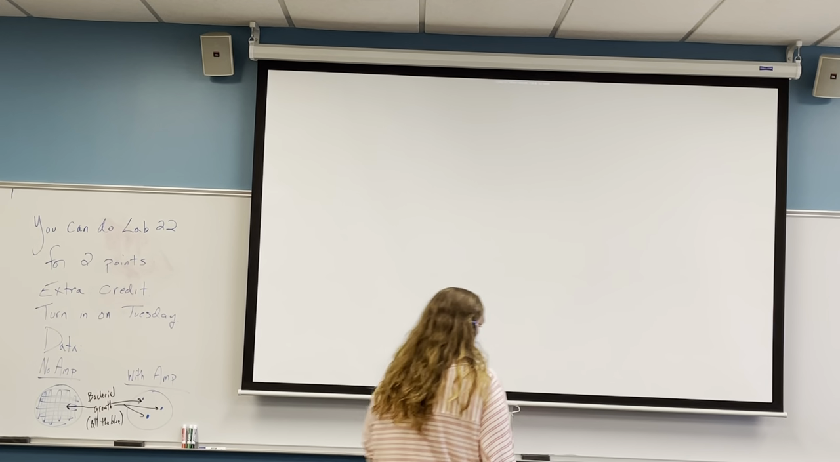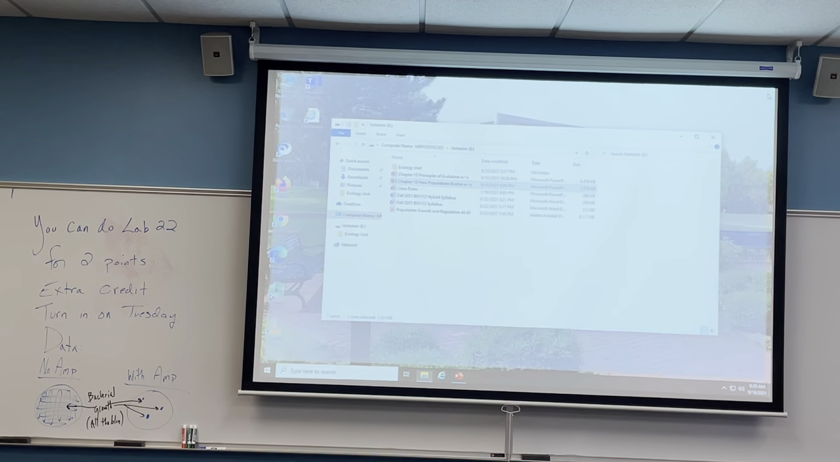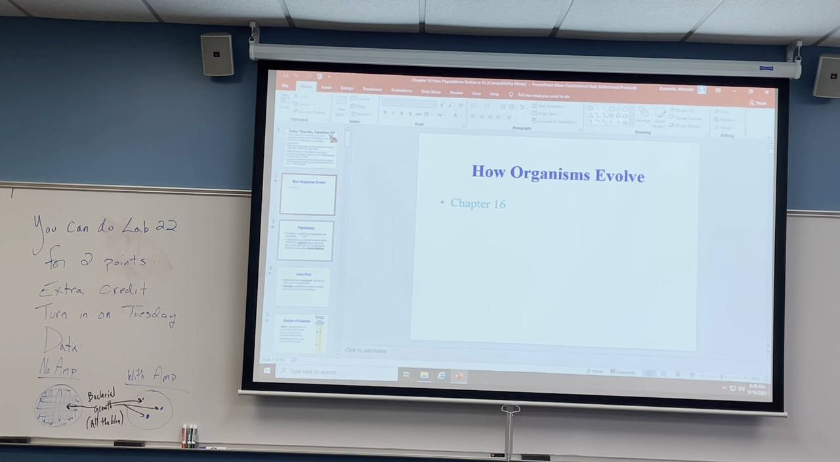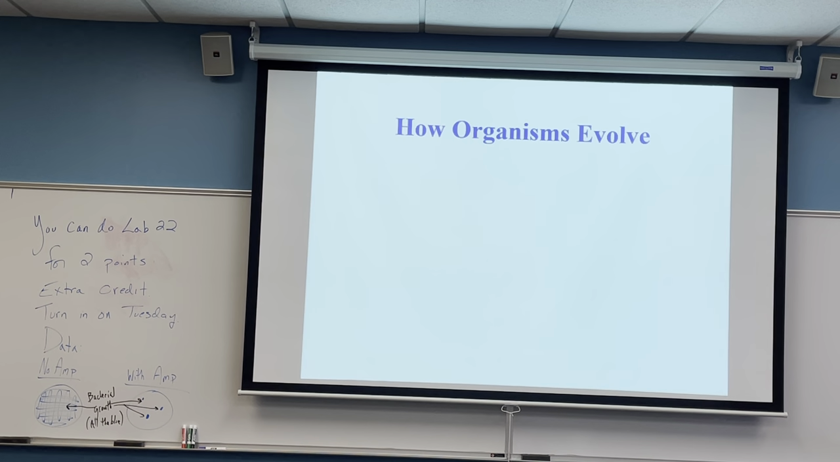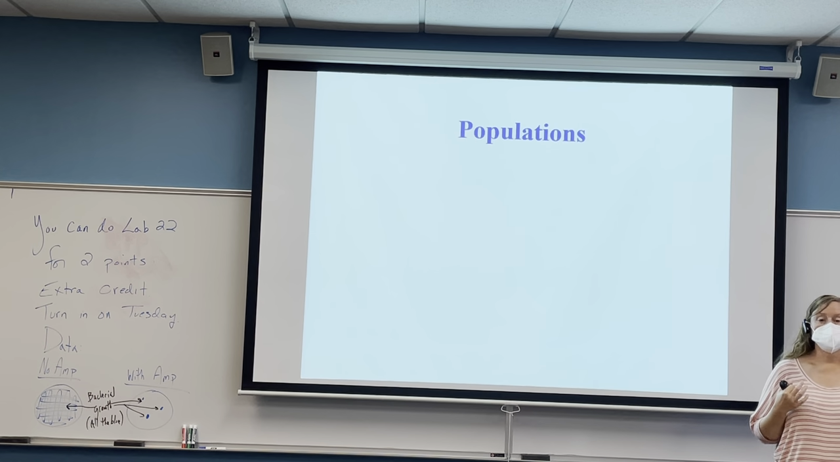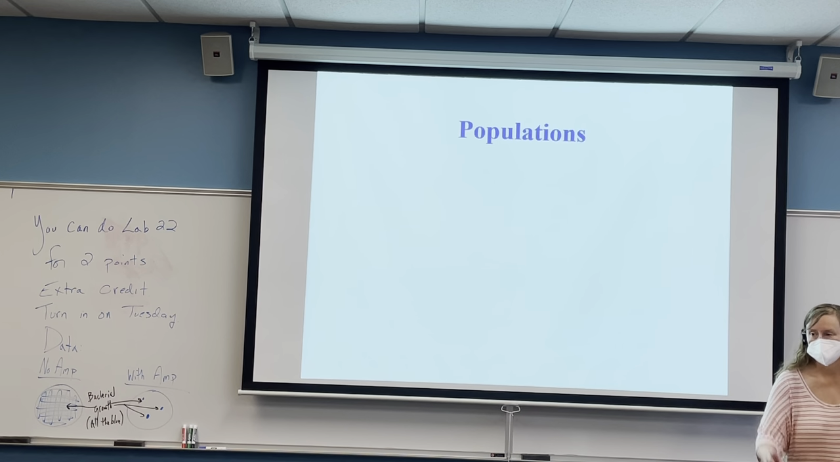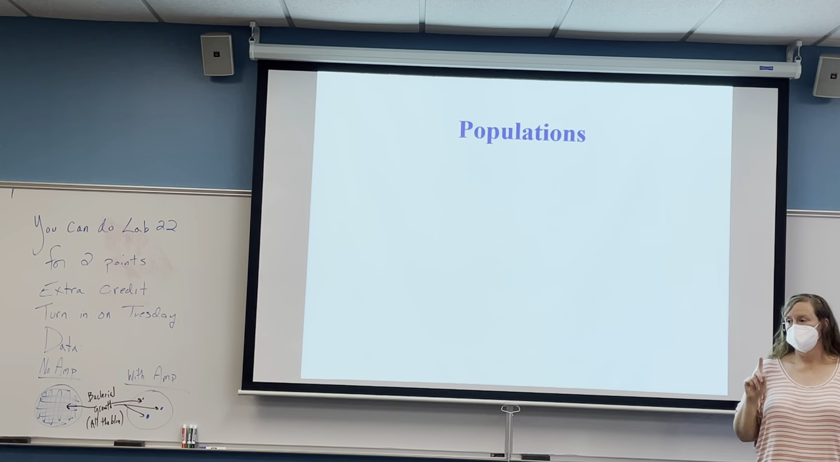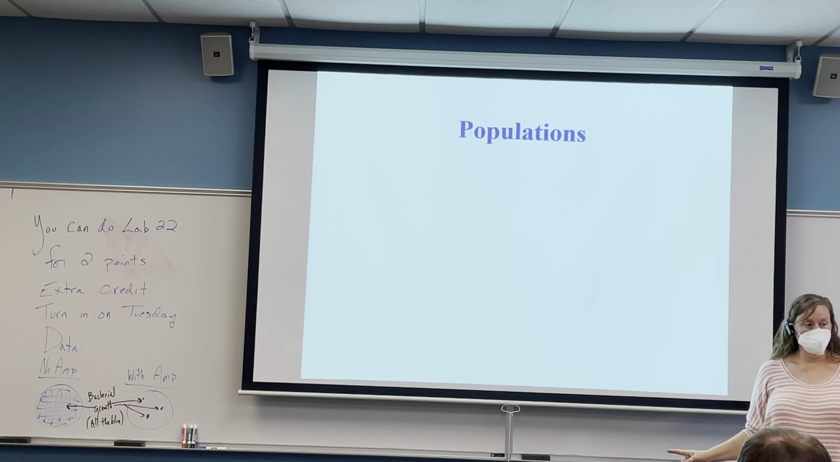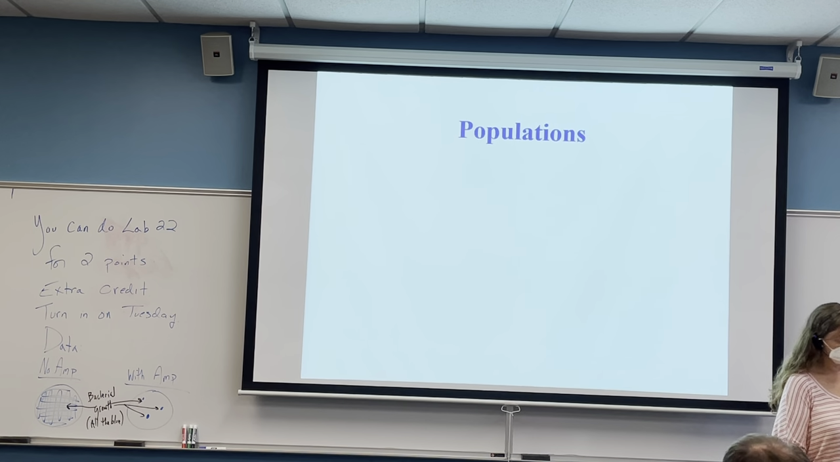Okay, we're going to go on to how populations evolve. All right, so a little bit of reflection. I know we know what a population is. A population is made up of members of the same species who live in the same place at the same time. And the key thing with a population and with evolution is that they can reproduce and have offspring who are viable and can reproduce. So that's a big thing.